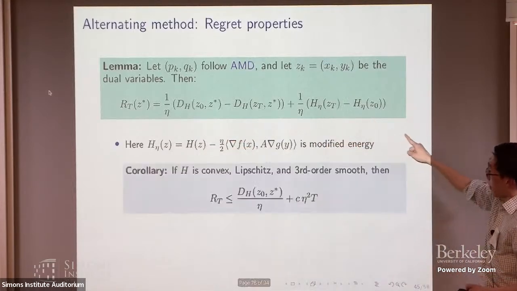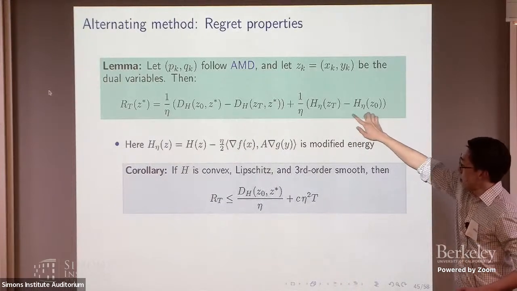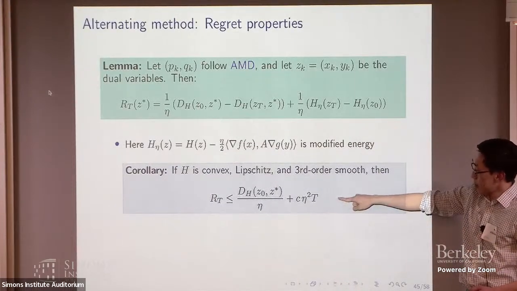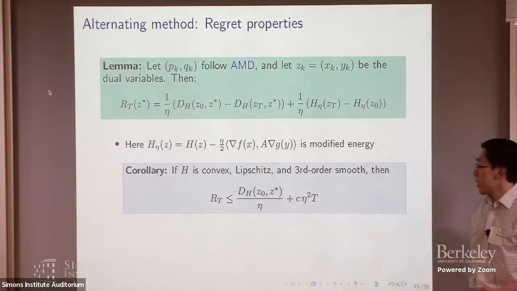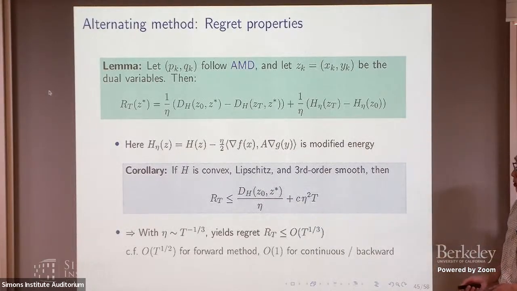Okay. So if we plug in the bound from before, we get this regret bound: 1 over step size plus step size squared times t. And if you choose your step size to scale as t to the minus 1/3, this gives you a regret bound of t to the 1/3. Right? So this is slightly better than the square root t bound from the forward method, but still really far from the continuous or the backward method, which has constant regret.